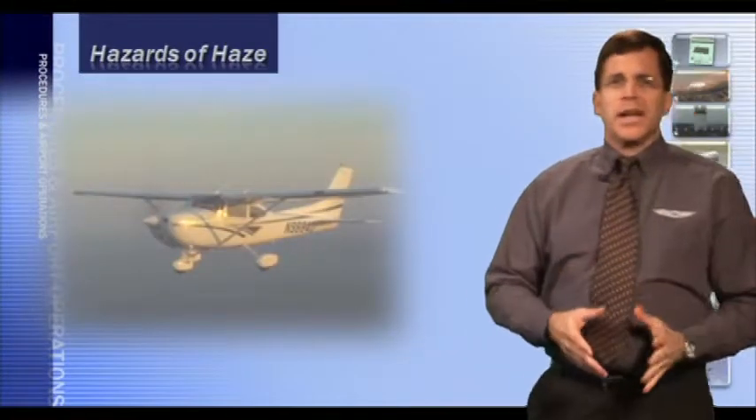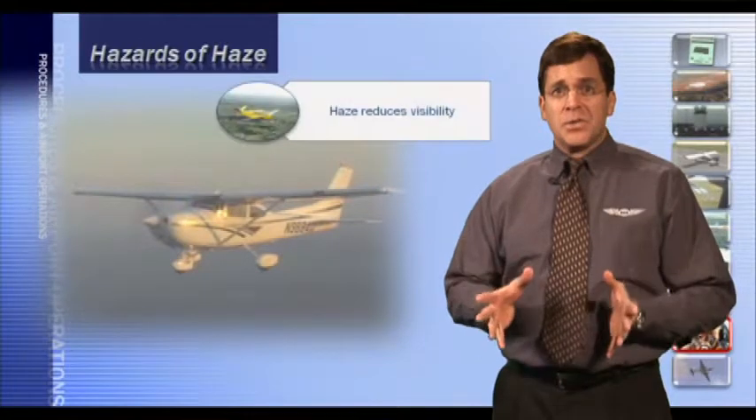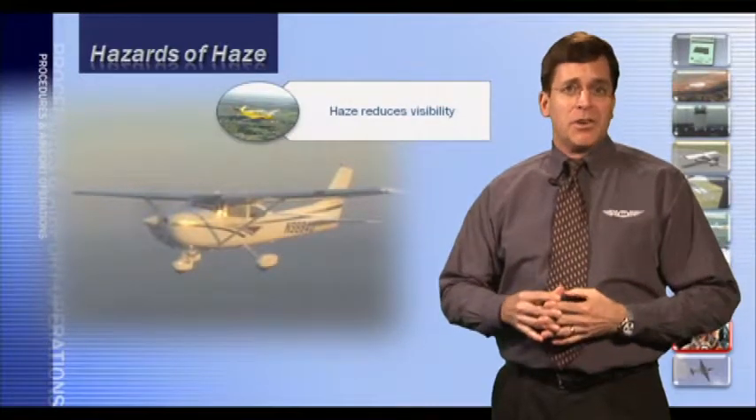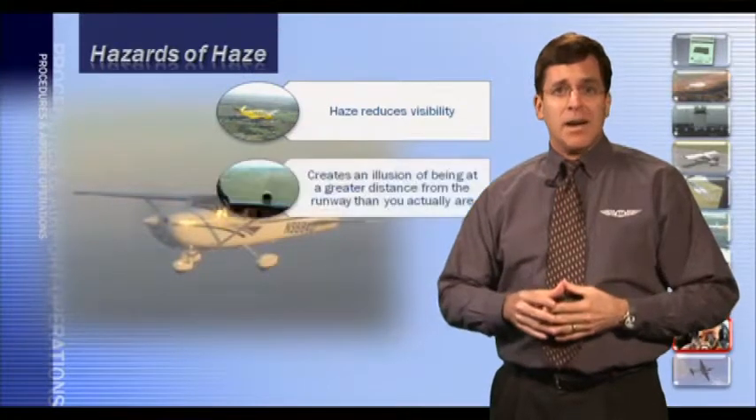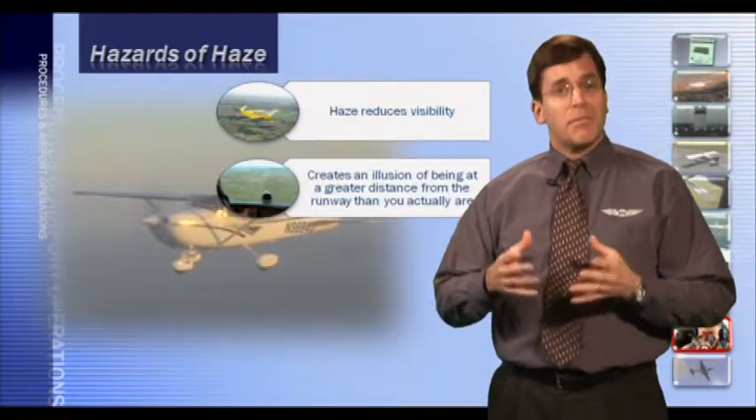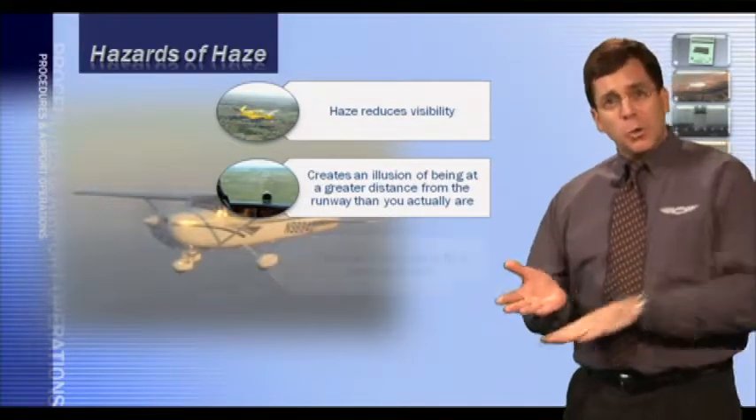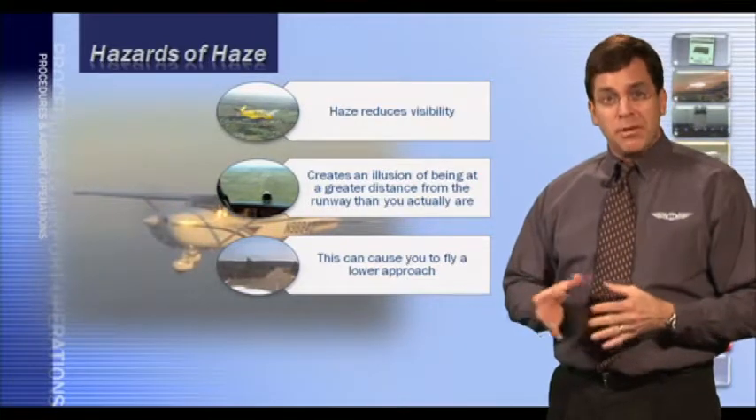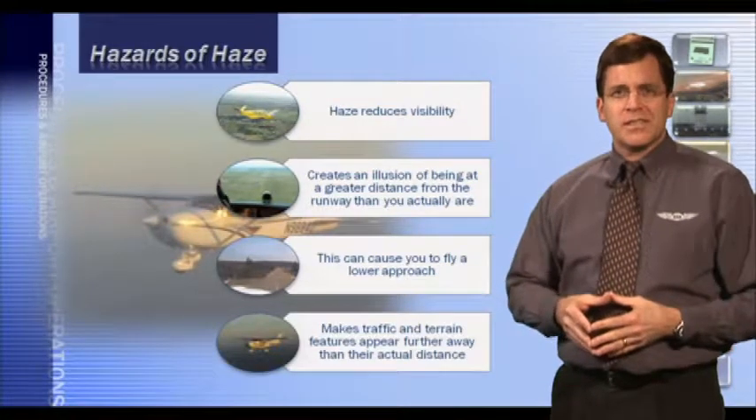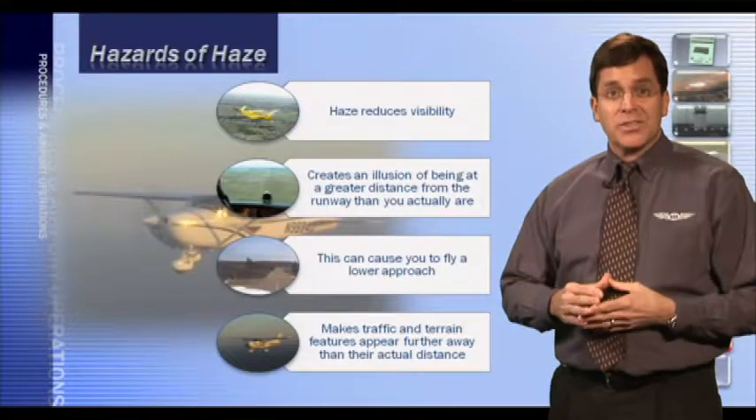Now let's take a look at a visual illusion that can be caused by haze. Haze restricts your vision and makes it difficult to see other aircraft and obstacles. Besides reducing visibility, haze can make objects such as a runway seem farther away than they really are. This effect can cause you to fly a lower approach than normal. Haze makes traffic and terrain features appear further away than their actual distance. When you're flying in hazy skies, be especially aware of these hazards.